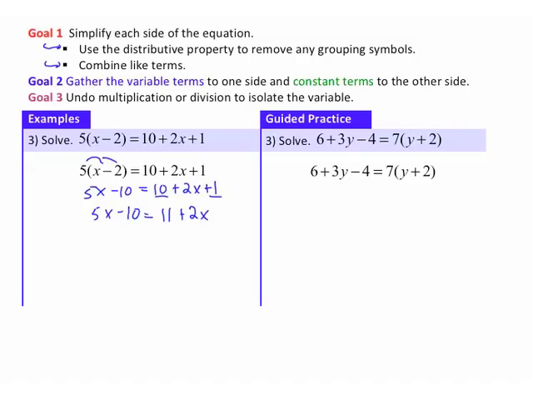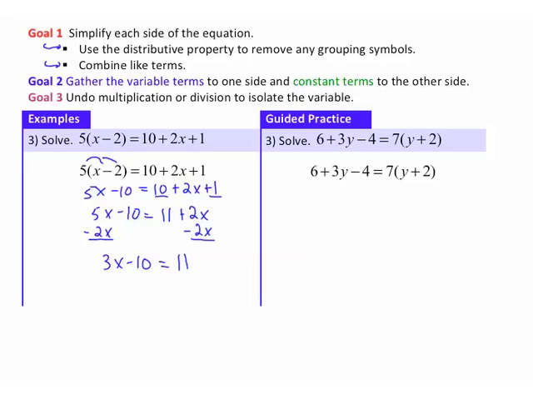Goal 2 is to get all the variable terms to one side, which I need to do. I have variable terms on the left and the right. So I want to move this smaller variable term of 2x. So I'm going to subtract it to get rid of it on the right side. And so I would subtract 2x from the left side. Rewriting my equation now, I'll have 3x minus 10 on the left, and on the right I have 11. So now notice I've got all the variable terms to the left side.